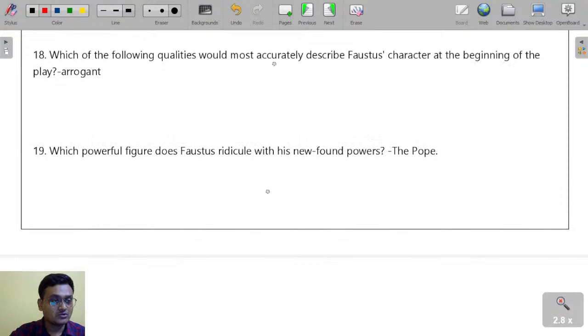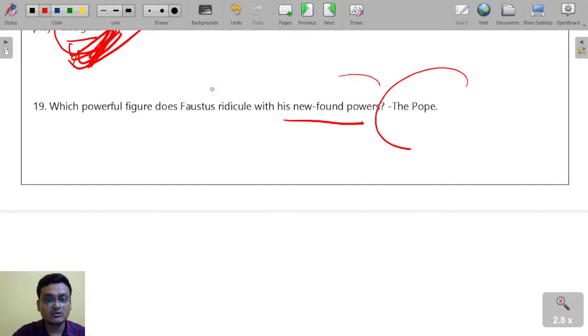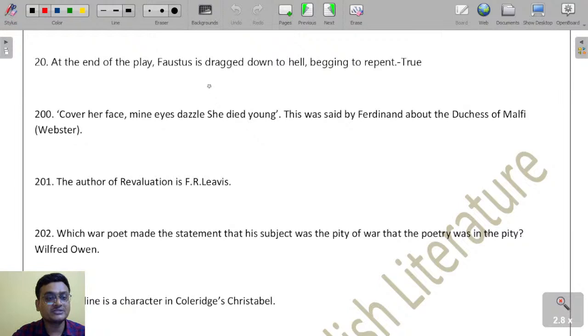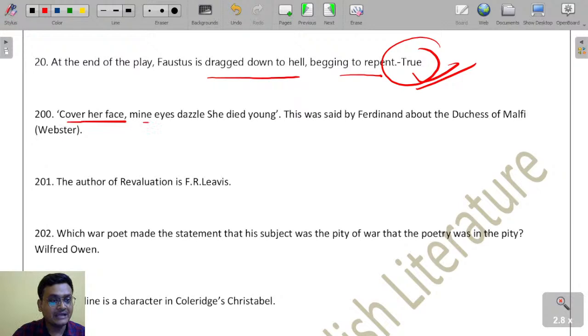Which of the following qualities would most accurately describe Faustus' character at the beginning of the play? Faustus was ambitious and arrogant. Which powerful figure does Faustus ridicule with his newfound powers? He ridiculed him, okay? Next slide. At the end of the play, Faustus is dragged down to hell, begging to repent. Does Faustus repent at the end of the play? Yes, Faustus was repenting at the end of the play. Okay, but that was not enough to save himself.